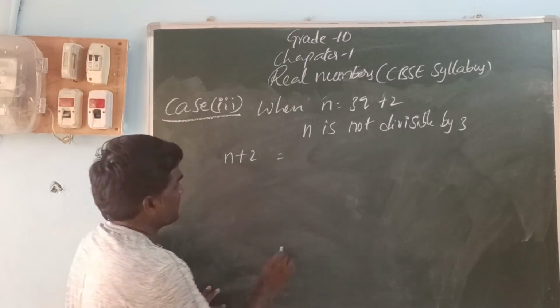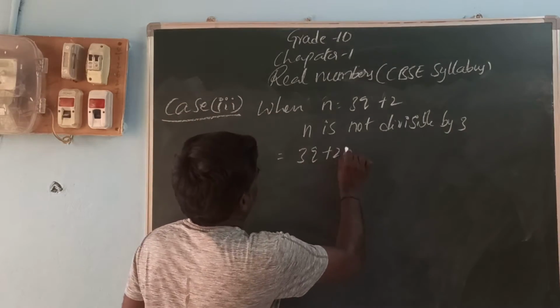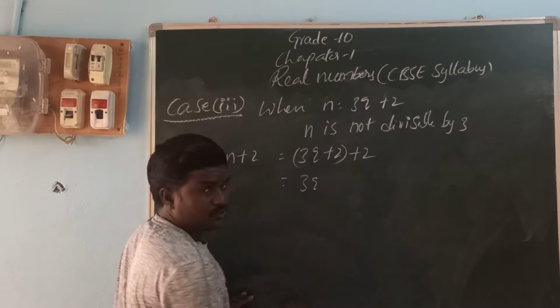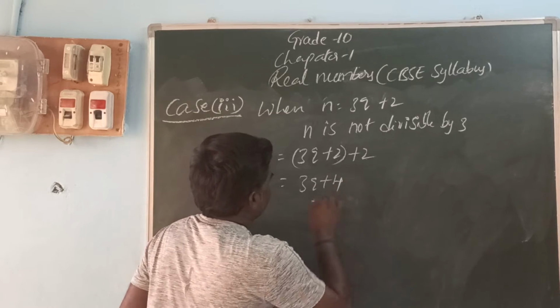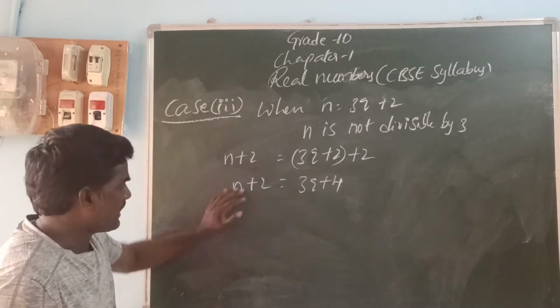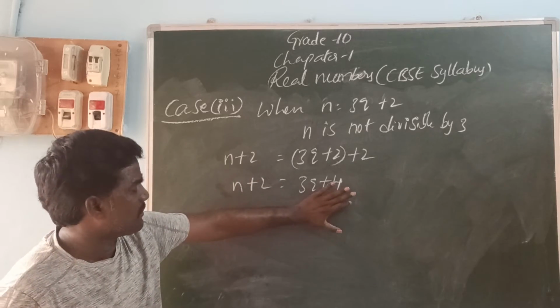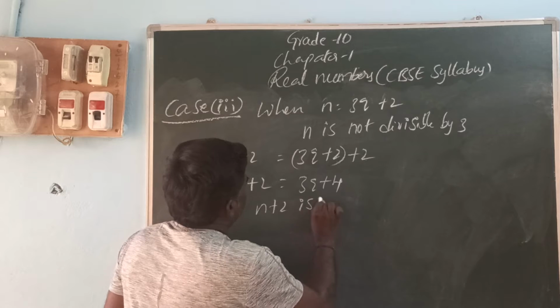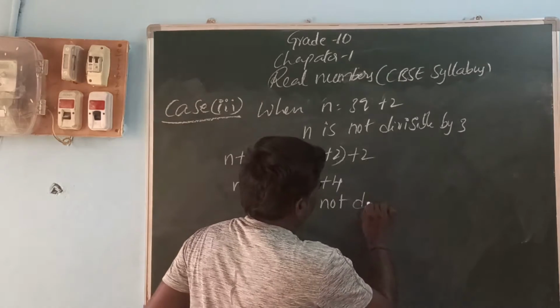Next, n plus 2, that is 3q plus 2 plus 2, so that is equal to 3q plus 4. So n plus 2 is equal to 3q plus 4. That means when the number is divided by 3, the remainder is how much? 4. So therefore n plus 2 is not divisible by 3.